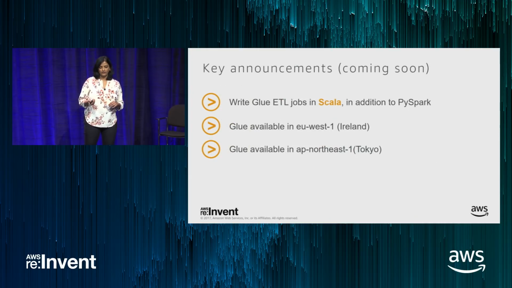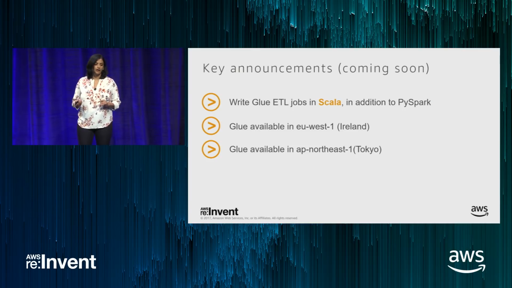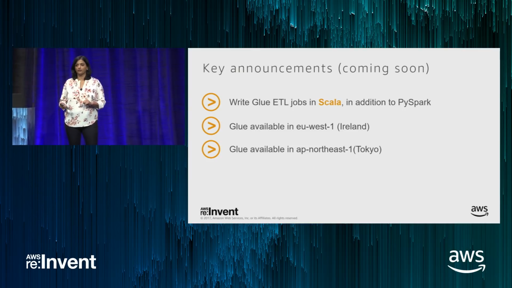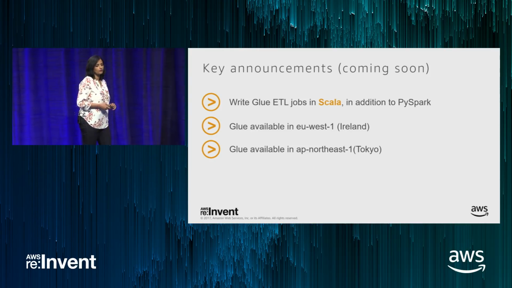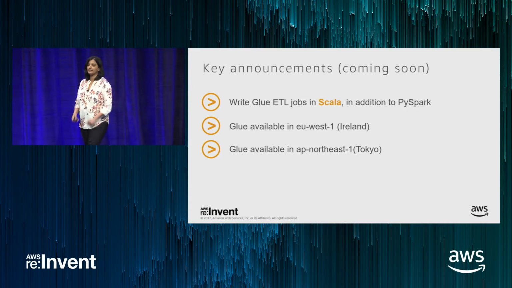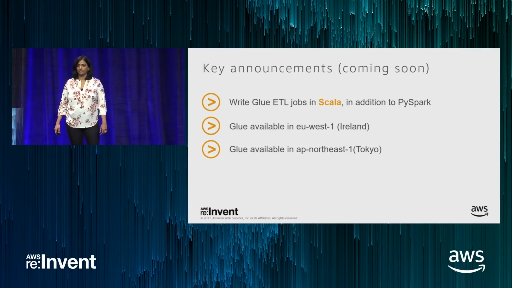So I have a few key announcements to make. We will be releasing support for Scala very soon. So in addition to writing your Glue jobs in PySpark, you will now be able to write your Glue jobs in Scala. And then Glue will be available in two additional regions very soon, in EU West 1, as well as in AP Northeast 1, which is our Tokyo region.